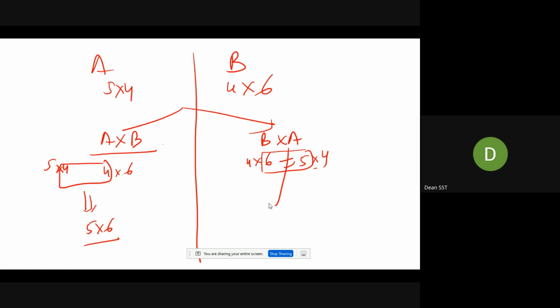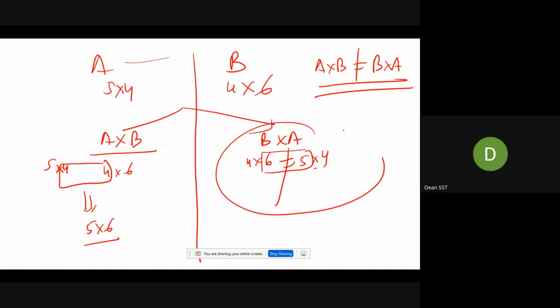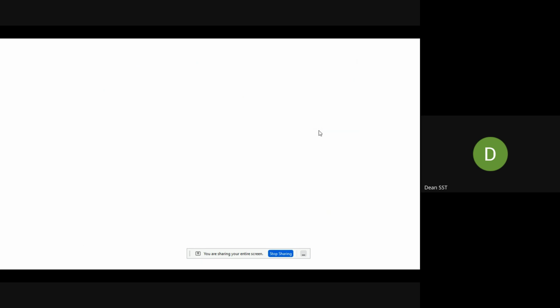There is no commutative property. A cross B is not equal to B cross A. You can't even multiply it because these are unequal. So here A cross B is possible, but B cross A is not possible. So in matrix multiplication, you have to look at the dimensions. Is it clear? Yes, ma'am.